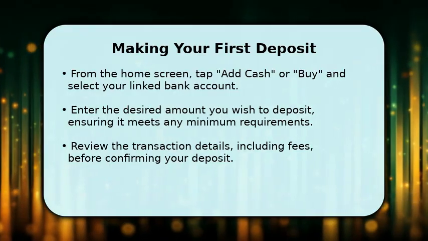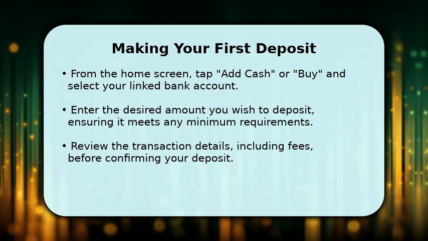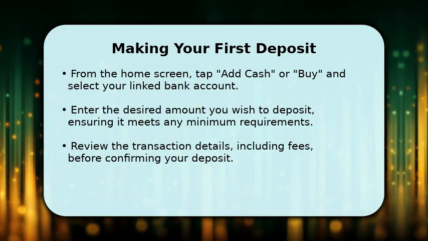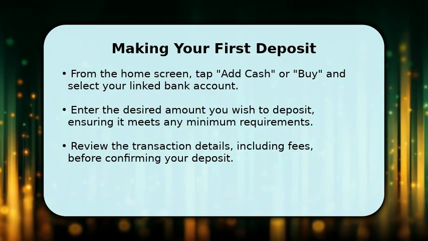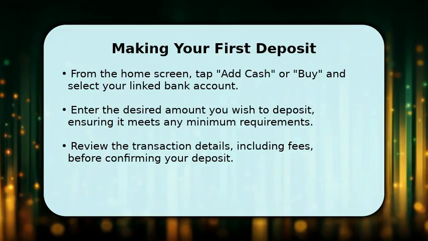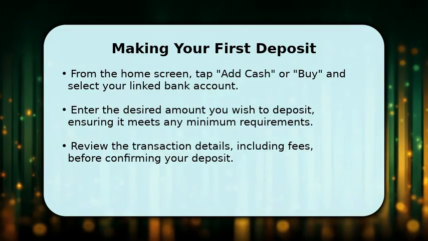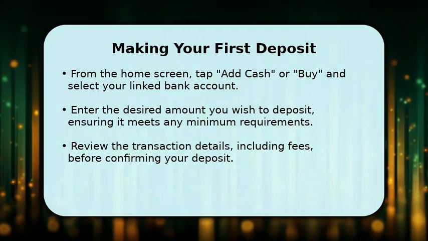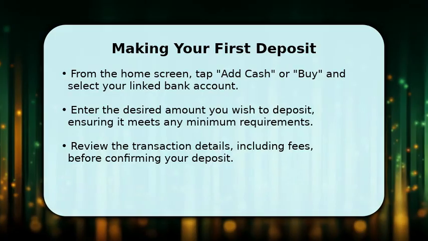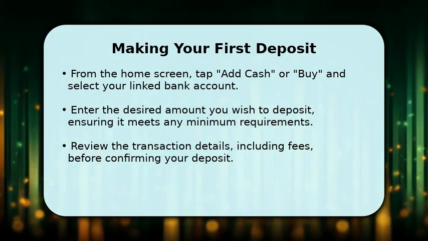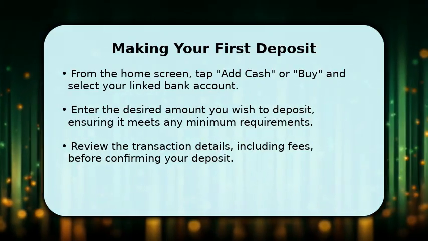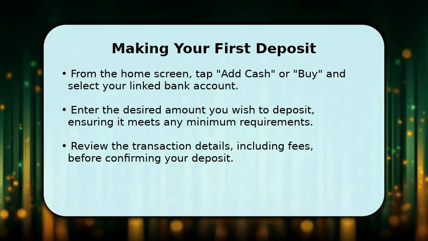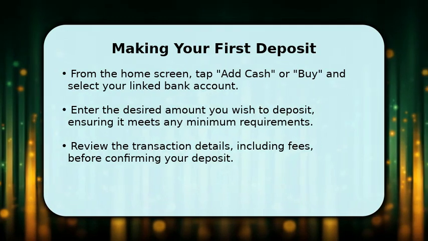From the Coinbase home screen, look for the Add Cash or Buy option. Select this and then choose your newly linked bank account as the source for your funds. Enter the specific amount of money you want to deposit. Remember to check for any minimum deposit requirements. Always take a moment to review all transaction details, including any associated fees, before you finalize and confirm your deposit.